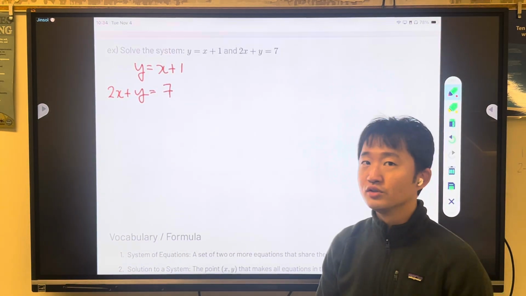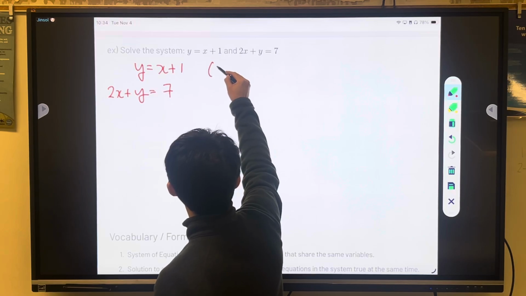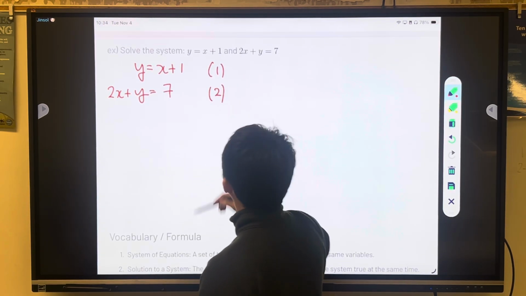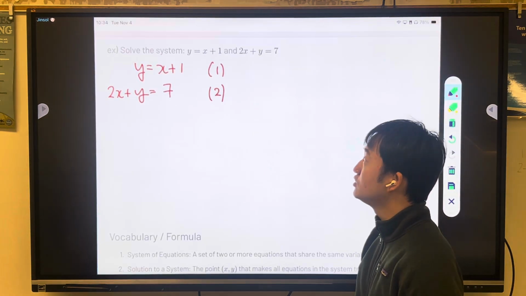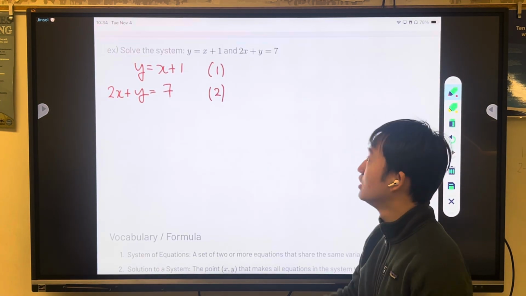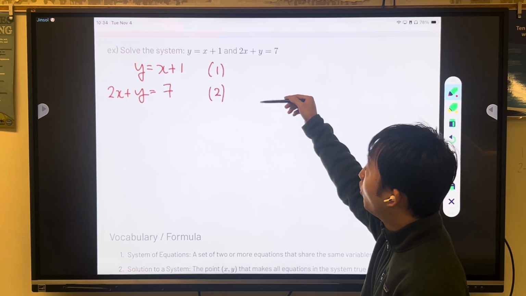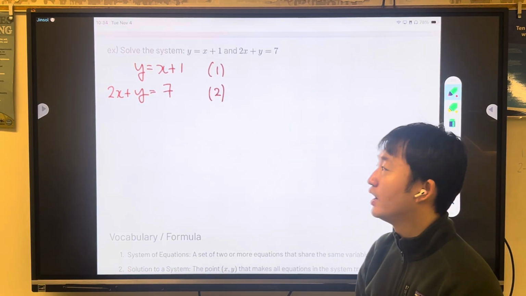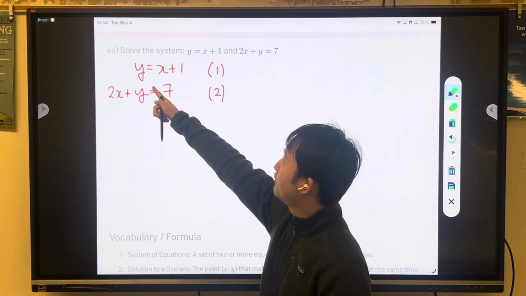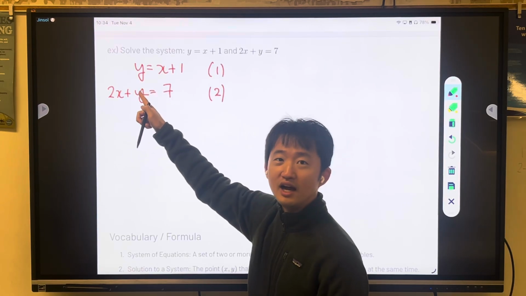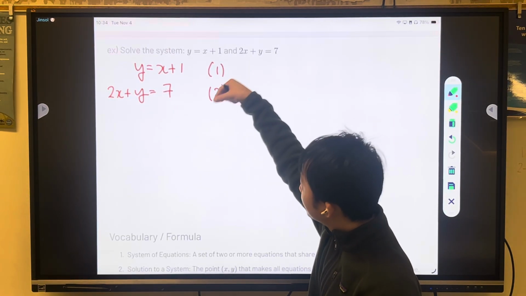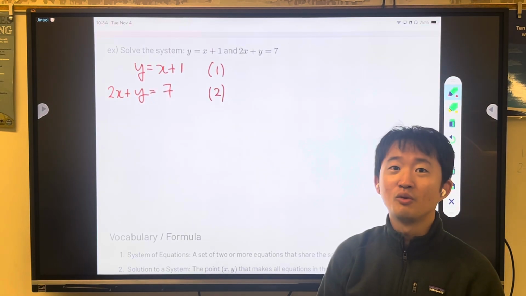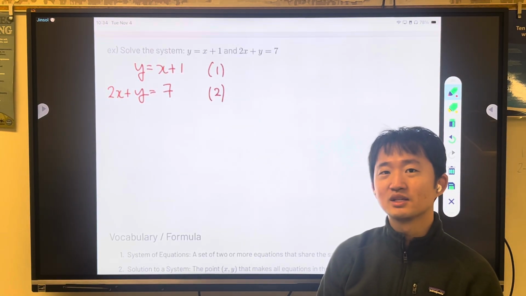The first step I'm going to do is label each equation. This time again, I'm going to use the substitution method to go from 1 into 2. I can do that because in the first equation, the y is isolated nicely. It's already done for us. So we can just substitute the y in the second equation with x plus 1.